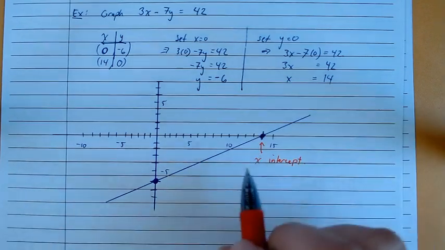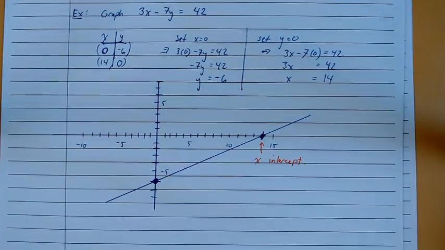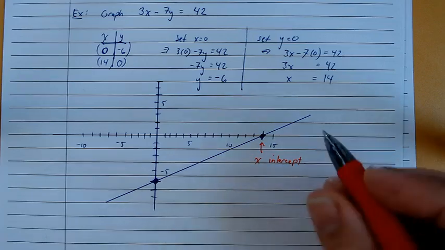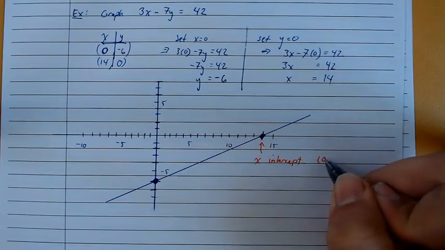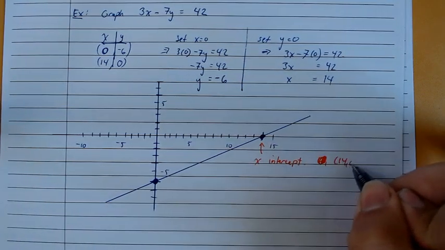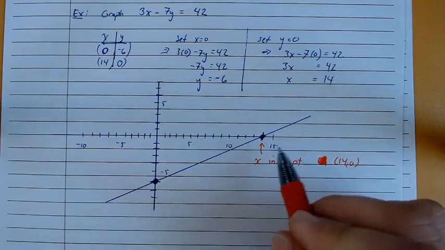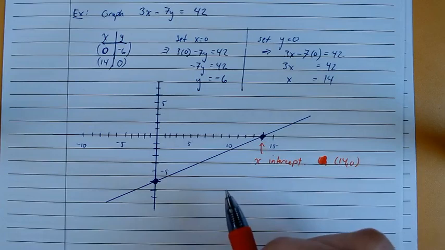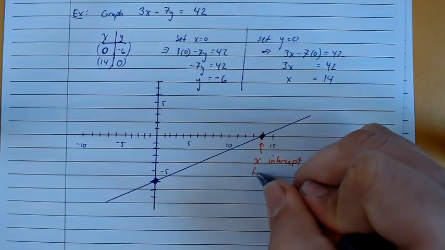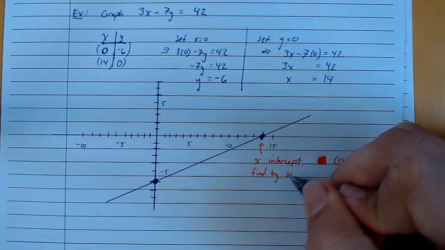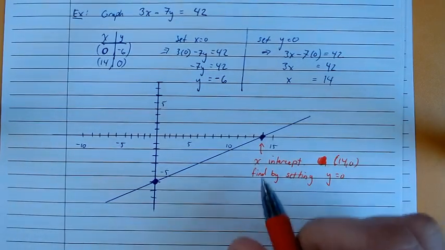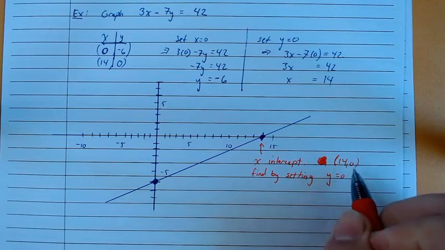Note that the x-intercept is a point, which means it has a coordinate. It's not just the number 14. It's actually, oh, I said that backwards. The 14 should go first, right? 14 comma 0. The intercept is a point. It's not just a number. So you have 14 comma 0. Note the way we found the x-intercept was by setting y equal to 0. You find it by setting y equal to 0. So that means your x-intercept will always look like some number comma 0, because the y will be 0.